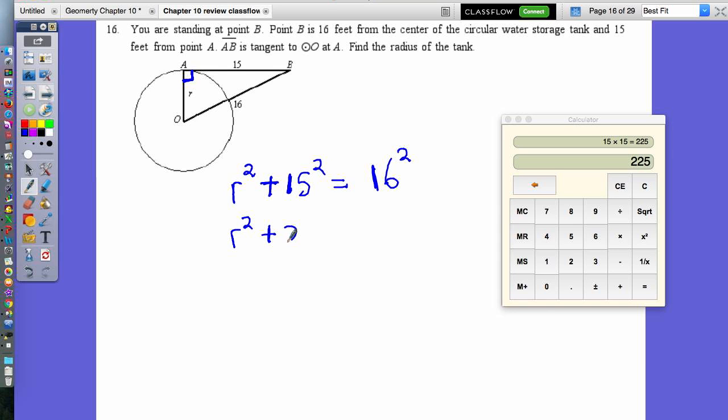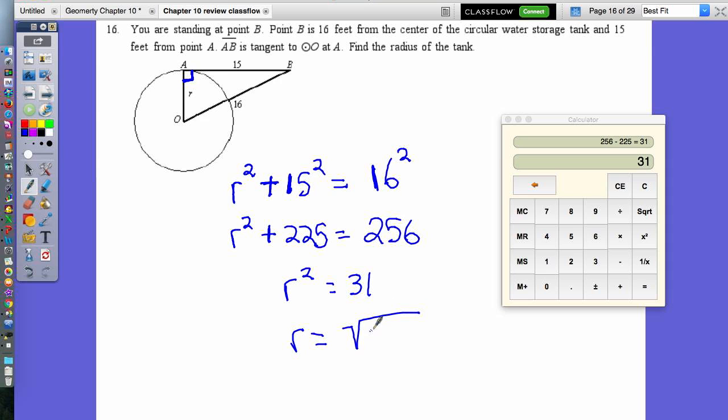15 squared equals 225. 16 squared equals 256. 256 minus 225 is radius squared is 31. The real answer is the radius is the square root of 31. Approximated to a decimal, though, is 5.6. So I need to put in the directions here, find the radius of the tank to the nearest tenth.